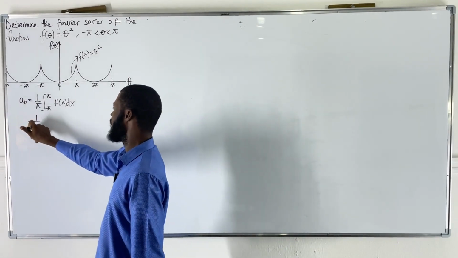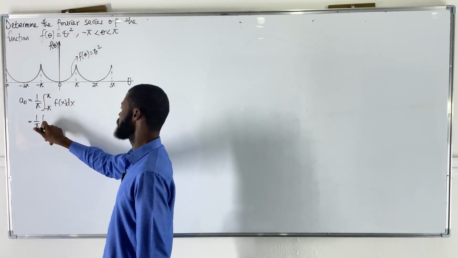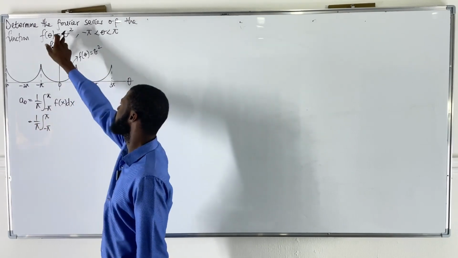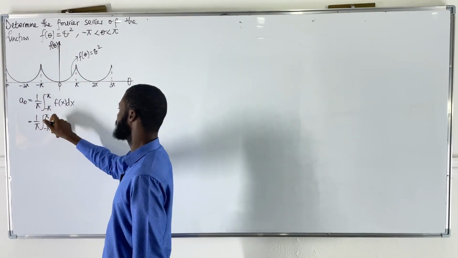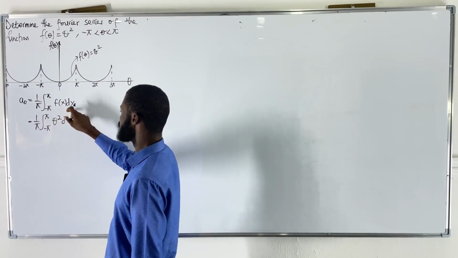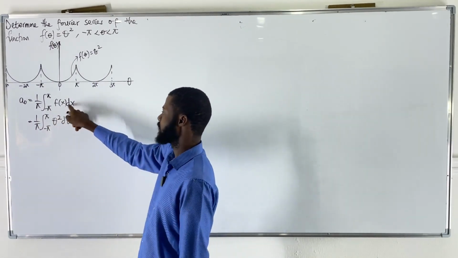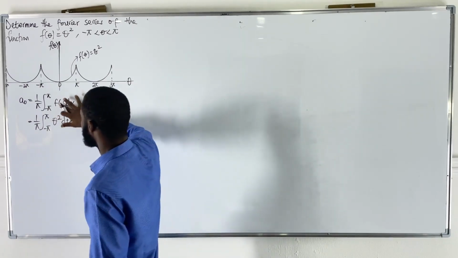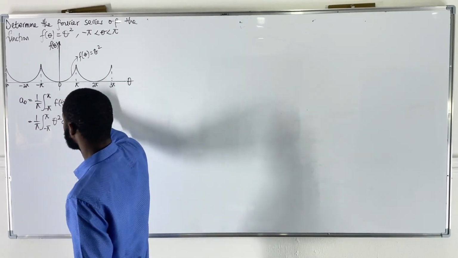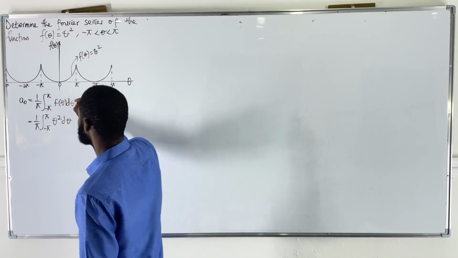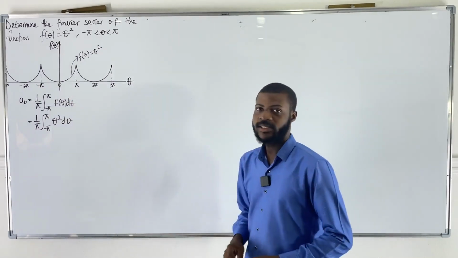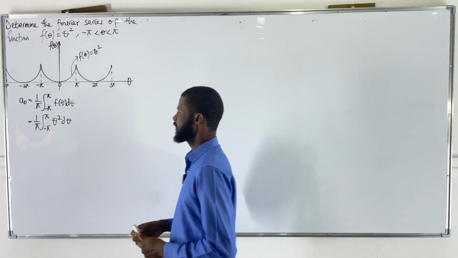So this will be 1 over pi, integral from minus pi to pi of theta squared. Because everything is with respect to theta, sorry, this will then become d theta. Everything is with respect to theta. I kind of feel this would give 0, I don't know why. But let's proceed.